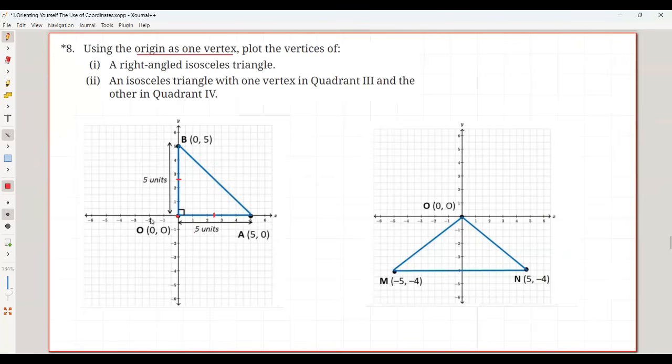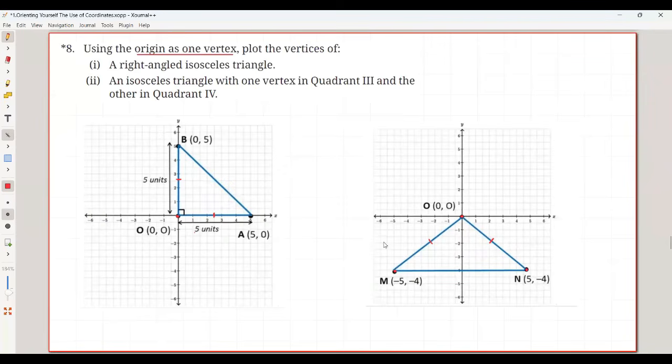Make the condition. The second one, an isosceles triangle. Here also the two sides should be equal, with one vertex in the third quadrant and another in the fourth quadrant. The condition is isosceles triangle, two sides should be equal. So these two sides are equal. Here I am just taking minus 5, comma minus 4. Here 5, comma minus 4. One should be at origin. So I can just draw the isosceles triangle.